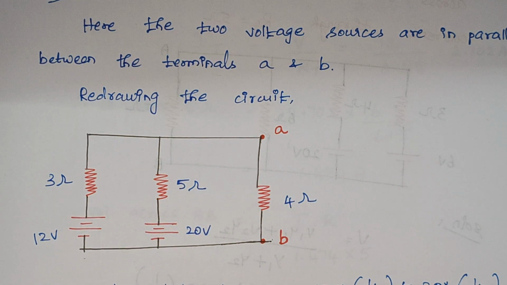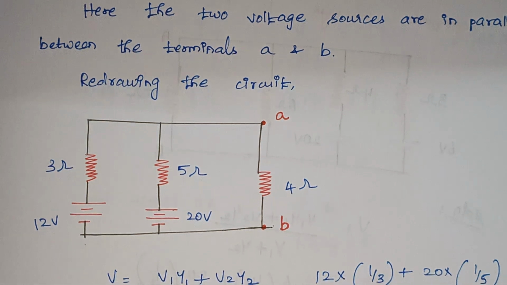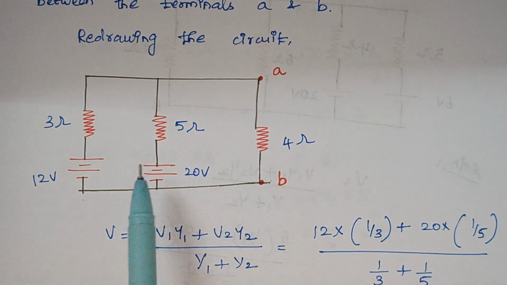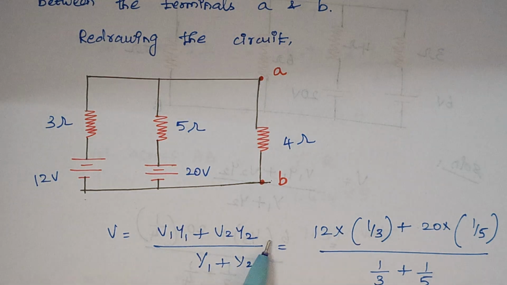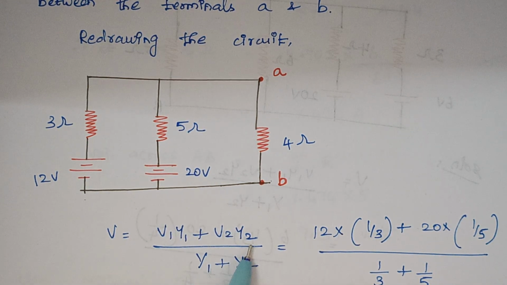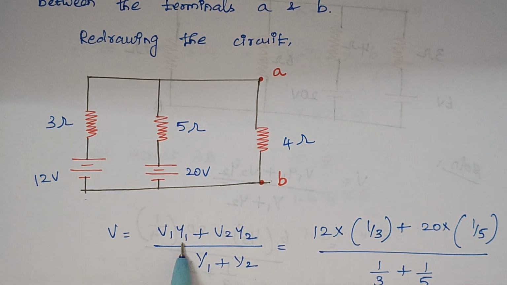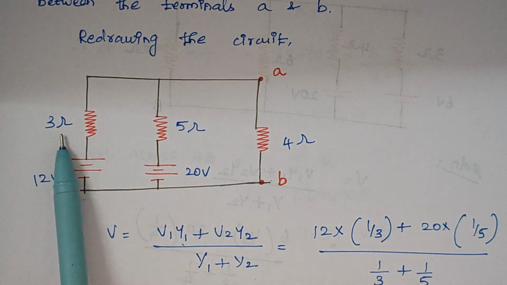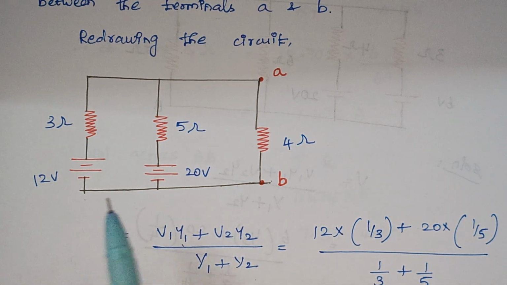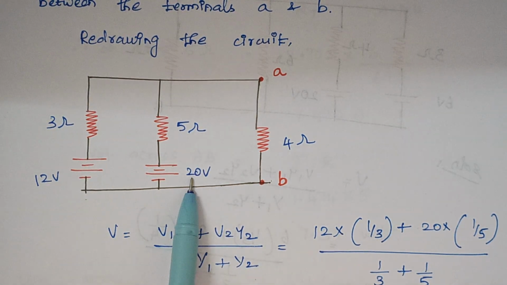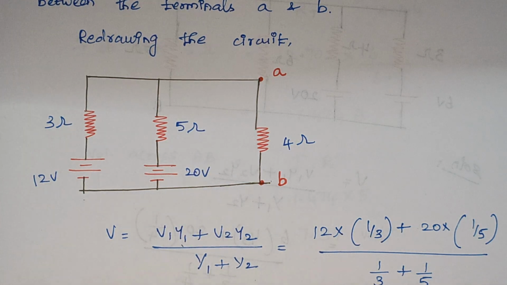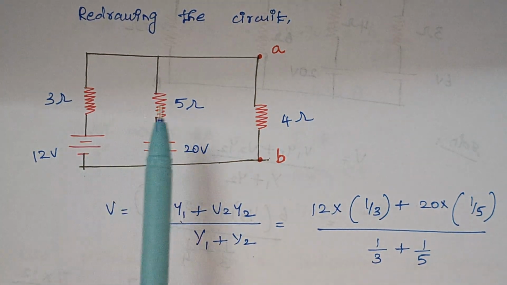Now we are going to calculate voltage and impedance by using Millman's formula. For calculation of voltage, since we have two voltage sources, our formula is (V1 Y1 + V2 Y2) divided by (Y1 + Y2). Here V1 is 12 volt and V2 is 20 volt. We need only Y1 and Y2, so we take the reciprocal of the resistor values. So 12 into 1 by 3 plus 20 into 1 by 5, divided by 1 by 3 plus 1 by 5.